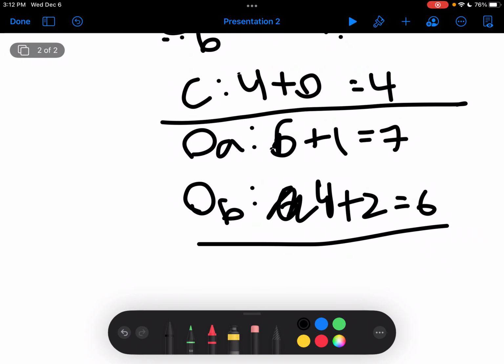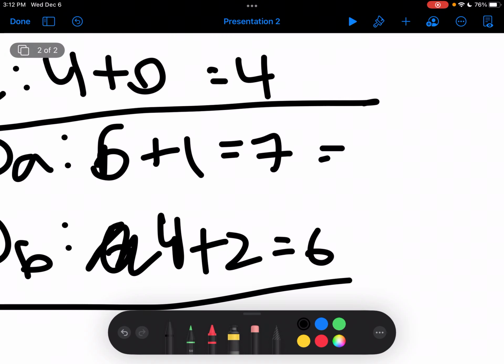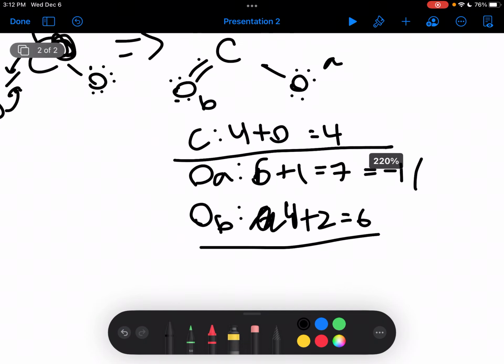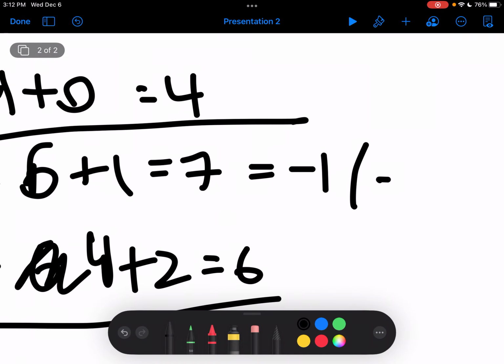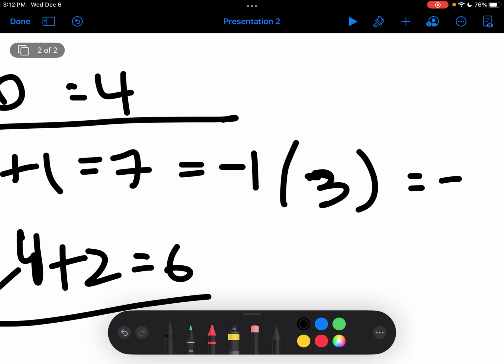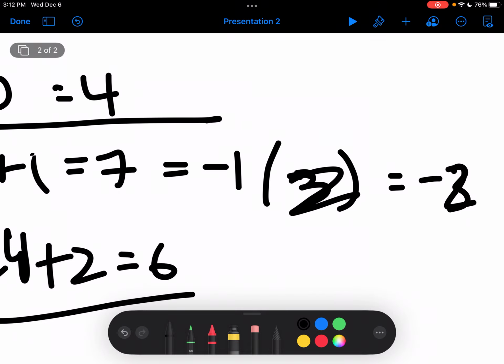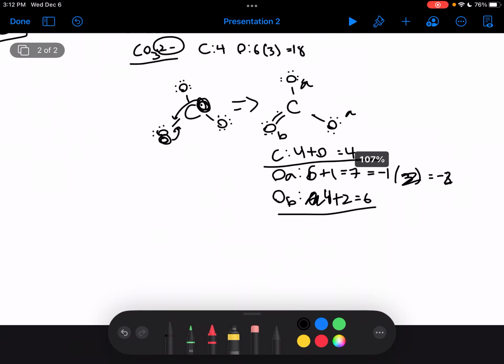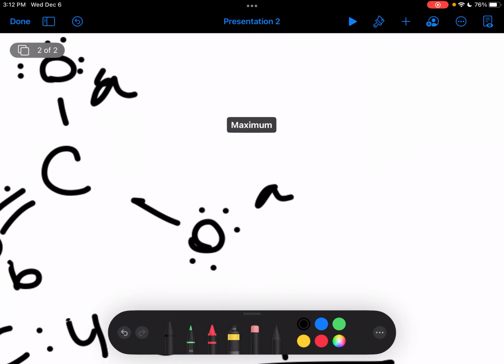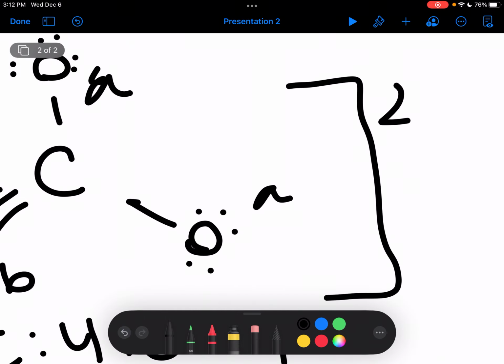This adds up to carbon's, but this is 1 extra, so it's going to be -1 charge, but there's 3 oxygen A's, so you multiply it by 3, and you get a -3 charge. Sorry, not -3, 2, and then you get a -2 charge. I apologize. So we can finally add that bracket right here saying 2-.